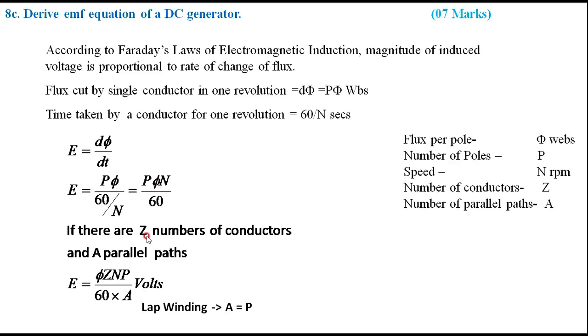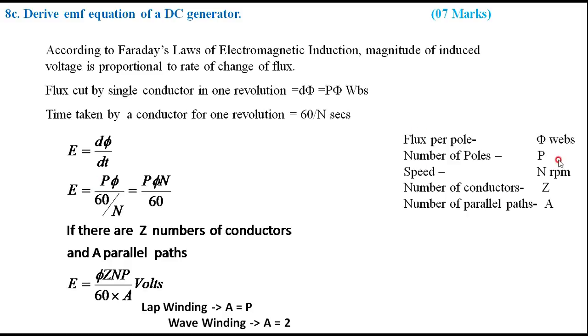There are Z number of conductors. We have A number of parallel paths. Therefore, the effective conductors per parallel path is Z by A. So if you multiply Z by A into this equation, you get the induced voltage in Z number of conductors with A number of parallel paths. Therefore, what I am getting here is phi Z N P by 60 A volts. For lap winding A is equal to P, for wave winding A is equal to 2. This is how you have to derive the equation.